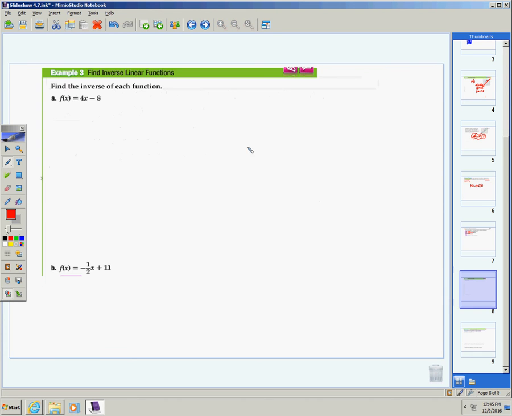So if I want to find the inverse of f of x equals 4x minus 8, first thing I do is I replace the f of x with a y. So this was kind of like step 1. Now what I'm going to do is I'm going to switch around x and y. So I'm going to say x equals 4y minus 8. It's kind of like step 2.